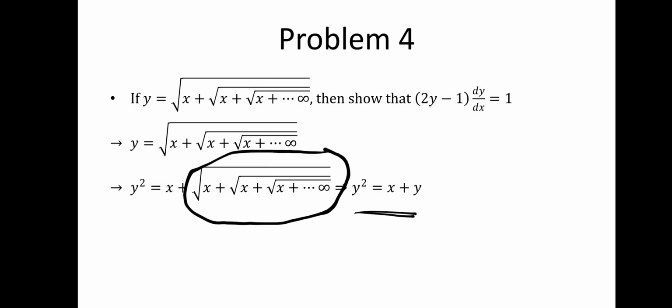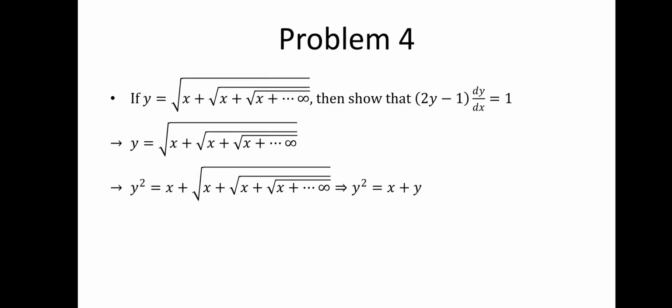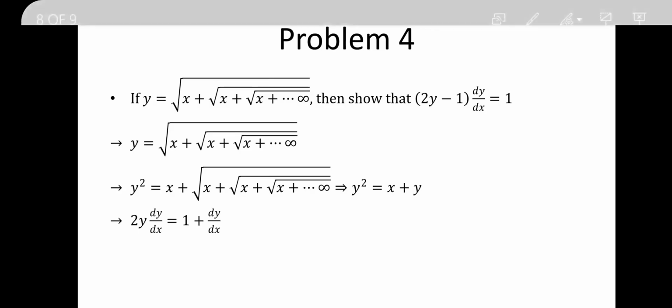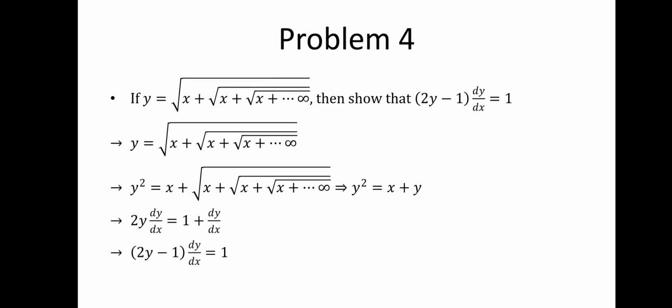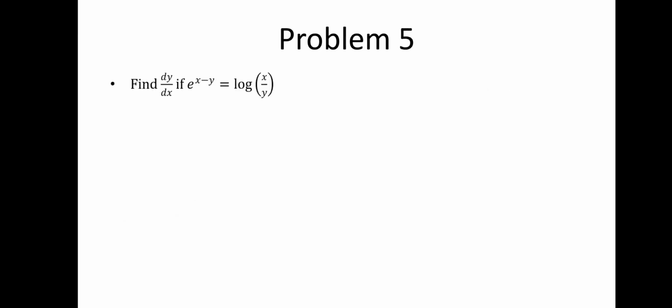Very pretty simple expression. Now let us carry on with the normal differentiation. So if I do the normal differentiation, y square becomes 2y dy dx equals 1 plus dy dx, and then again collect the terms of dy dx on one side. I have my answer. So this is how simple the problem is. Next, the last question. Now last question, find dy dx if e to the power x minus y is equal to log of x by y.